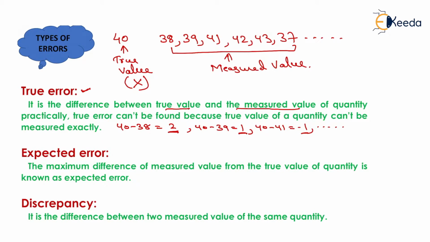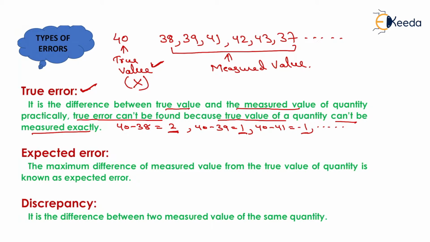So it is the difference between the true value and the measured value of quantity. Practically, true error cannot be found because the true value of a quantity cannot be measured exactly, so we will never get the true error.